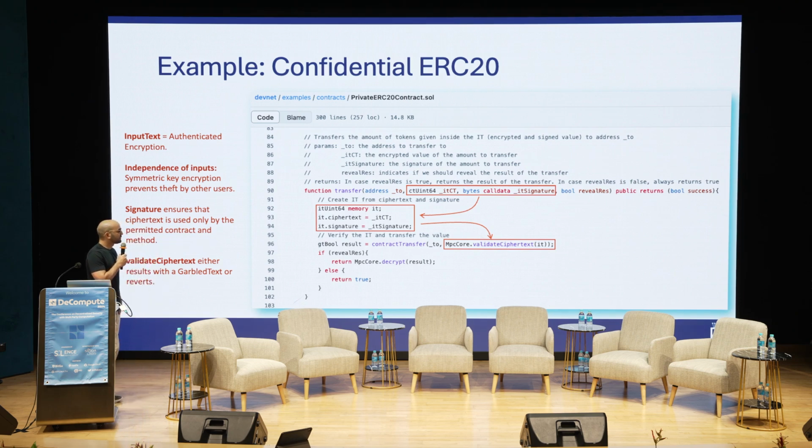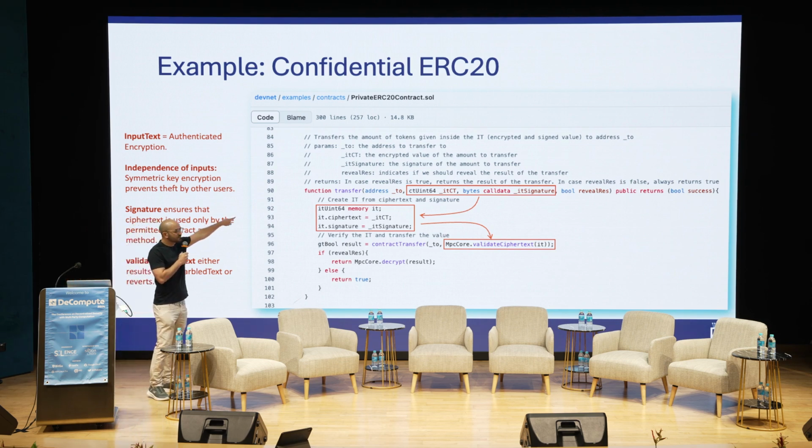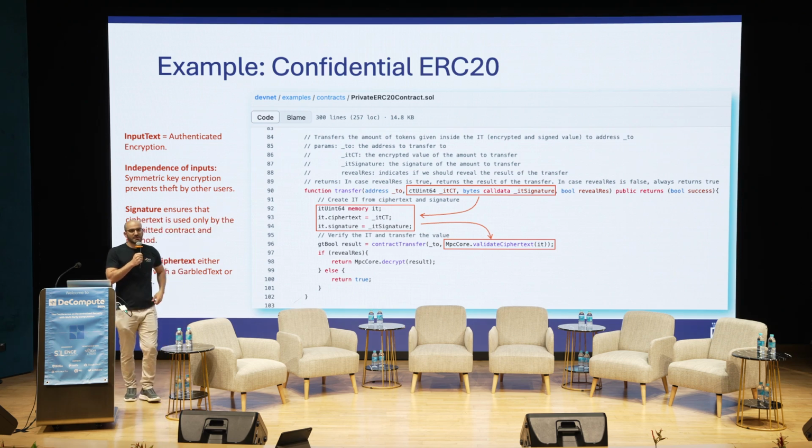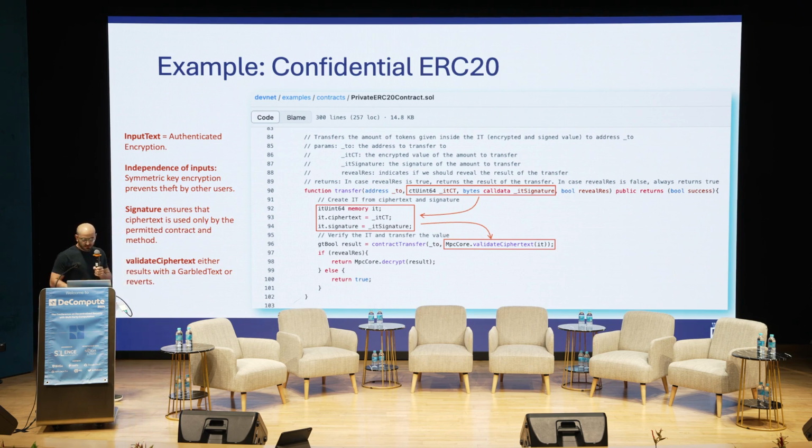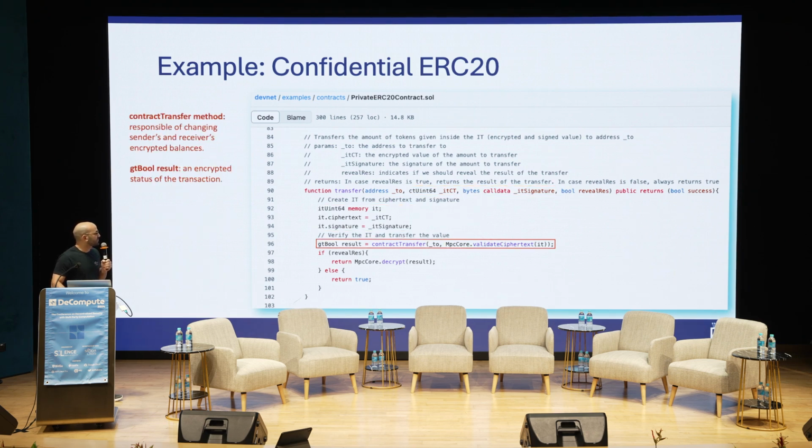The MPC core validates ciphertext. This function validates that the user actually wanted to call the transfer function on this confidential ERC20 contract, and that it is actually signed by the message sender. So this is the first step when we enter new information into the execution layer.